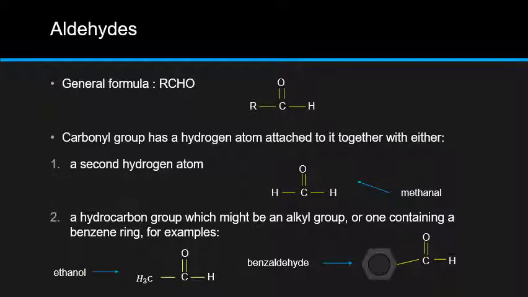Aldehydes. Its general formula is RCHO. In aldehydes, the carbonyl group has a hydrogen attached to it together with either a second hydrogen atom, like methanal for example, or a hydrocarbon group, which might be an alkyl group like ethanal, or one containing a benzene ring like benzaldehyde.